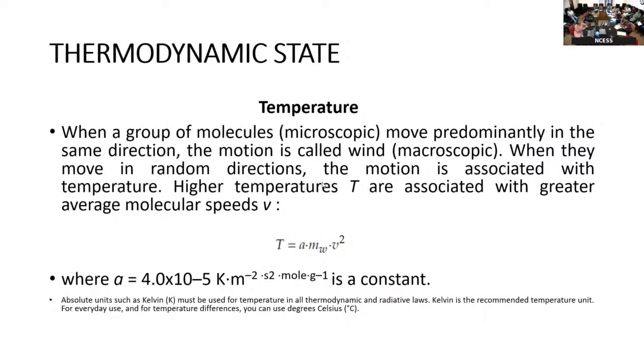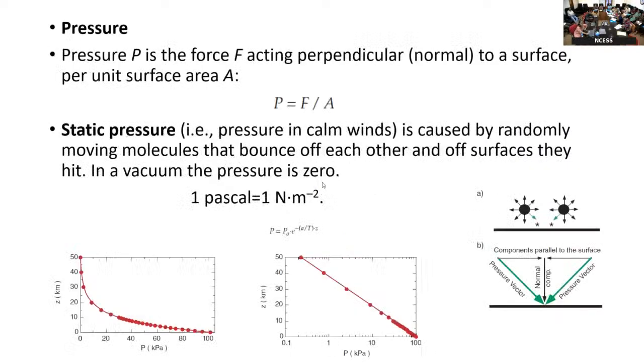Okay, so that random movement determines the temperature of the air particles. So one of the major thermodynamic variables is temperature, and when the temperature increases, the average molecular speed will be increasing. So that is a constant. Temperature is proportional to the velocity square, and it is given by that equation. A is a constant, and mW is the molecular weight of the gas. Okay, if it is air, it will be substituted by the molecular weight of air. And V square is the velocity.